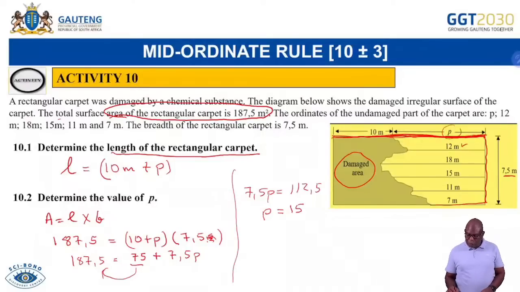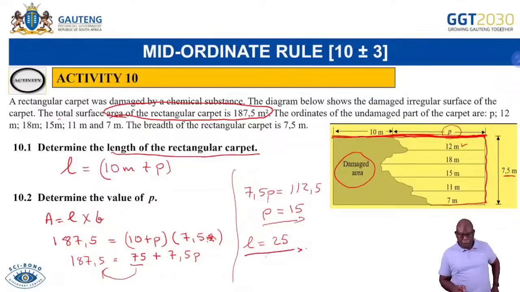The length of p, sorry, will be 15. So which means that if I've got p as 15, the length of the whole line there will be 10 plus 15, which is going to be 25. Right. So I have the length there as 25. Then from there I'll have the breadth as 7,5.